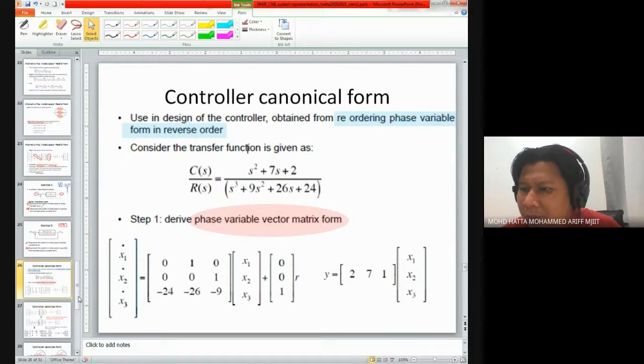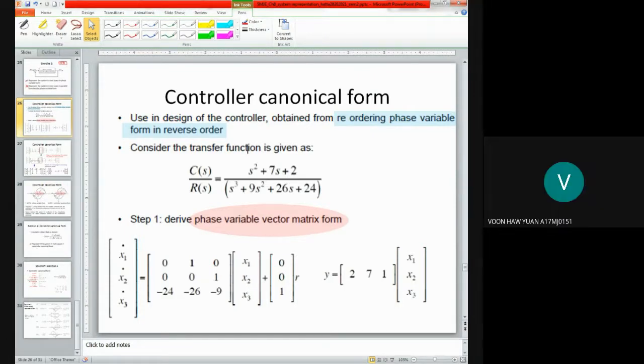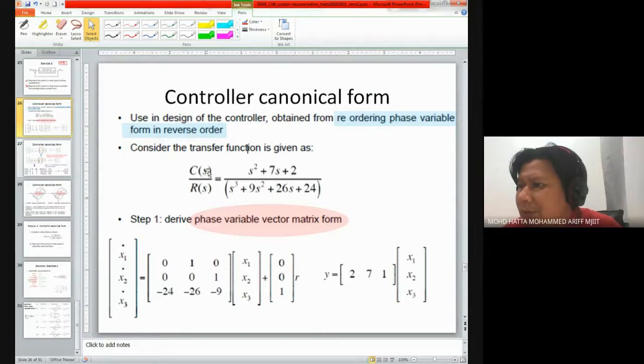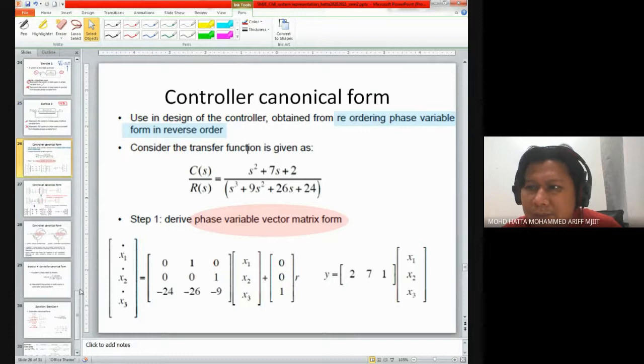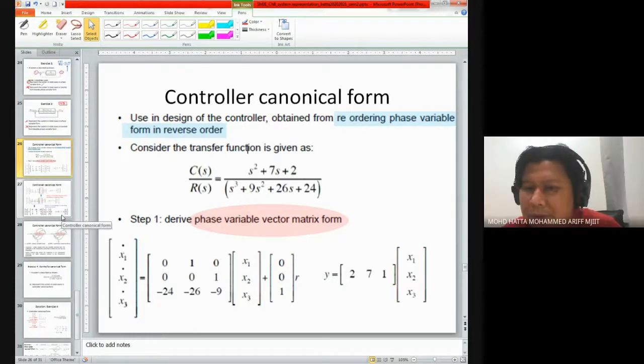Okay, any questions so far? Before we move on into our last bit, which is controller canonical form. Any question? So far okay, boleh ikut. Alright, thank you Bun for your response. So far, so good, Doctor. Okay, Brian, thank you.